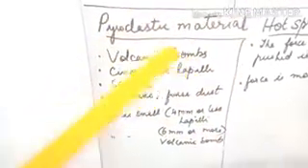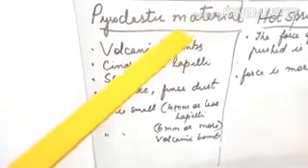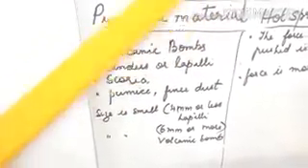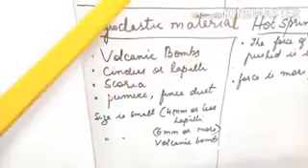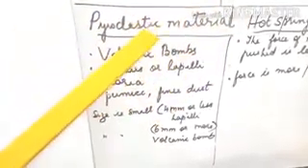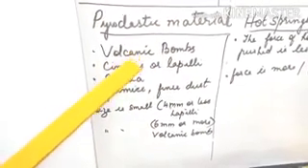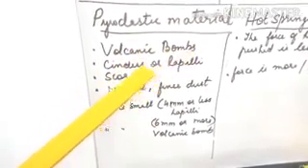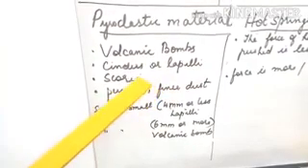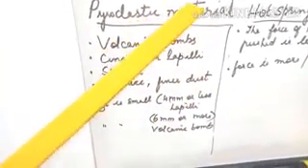When the fragmented material comes out of the vent, when all the materials are blown out of the vent, those materials are known as pyroclastic material. Collectively they are known as pyroclastic material. They include volcanic bombs, cinders or lapilli, scoria, pumice and finer dust. Together they are pyroclastic material.